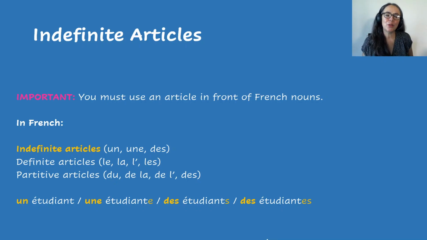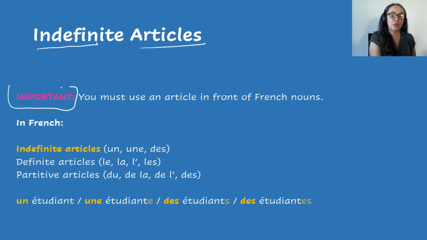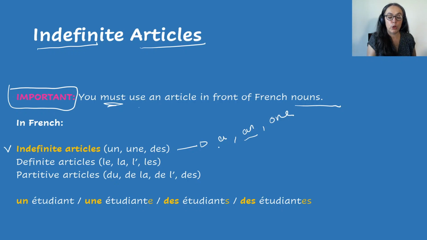Today we are going to learn about the indefinite articles. What is very important to remember is that in French you must always use an article in front of French nouns. In French we have different types of articles. We have the indefinite articles, un, une, des, which in English are the equivalent of a, an, or one. For example, an apple or a computer, one computer. Those are indefinite articles, right?